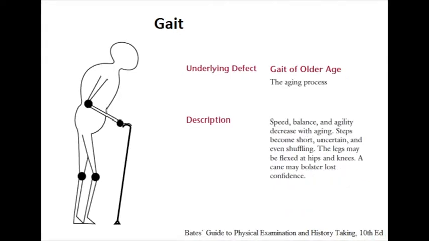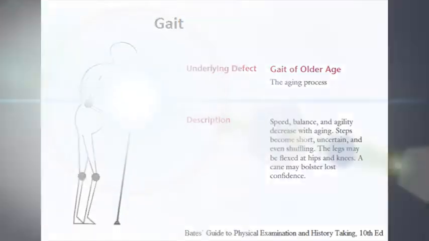Gait of older age, the aging process. Description: speed, balance, and agility decrease with aging. Step becomes short, uncertain, and even shuffling. The legs may be flexed at hips and knees. A cane may bolster lost confidence.